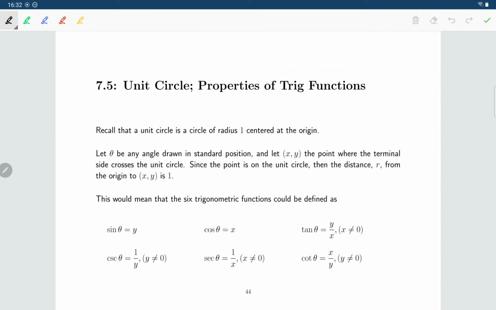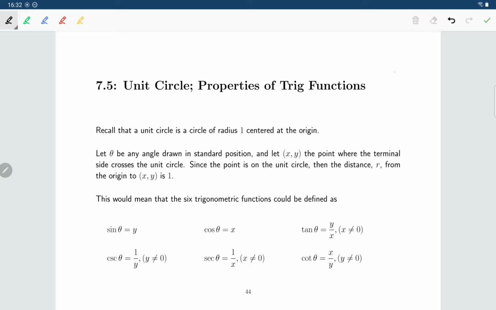Welcome back. In this section, we'll be talking about another way of defining our trigonometric functions. Previously, we'd talked about angles in standard position, and for those, when we were finding the values of our trig functions, we took any point on the terminal side, and then based on the x and y coordinate, and also r, which was the distance from the origin to that point, that's how we defined our trig functions.